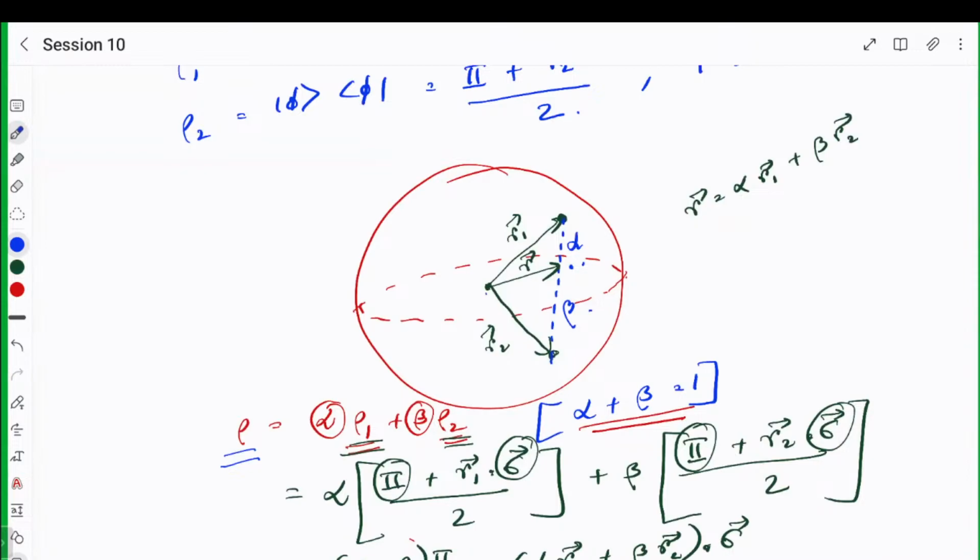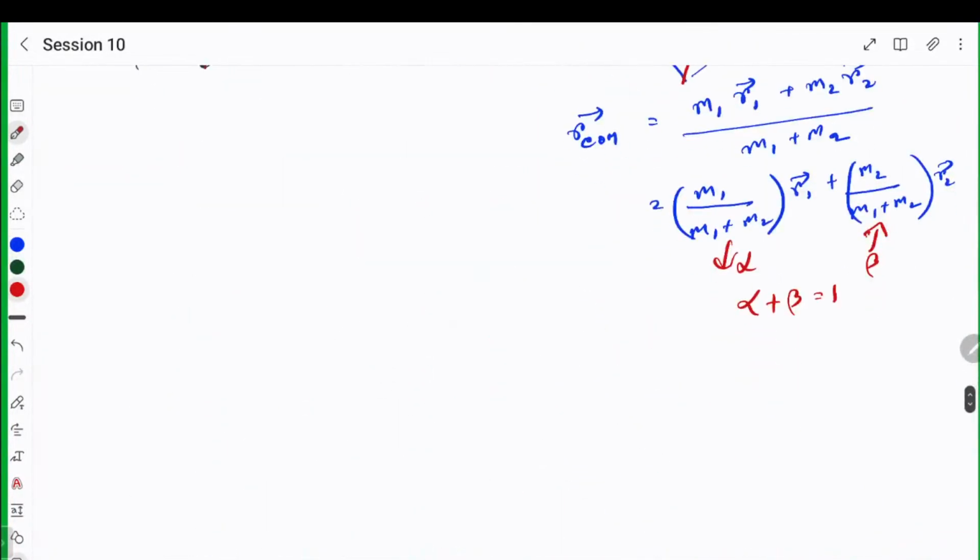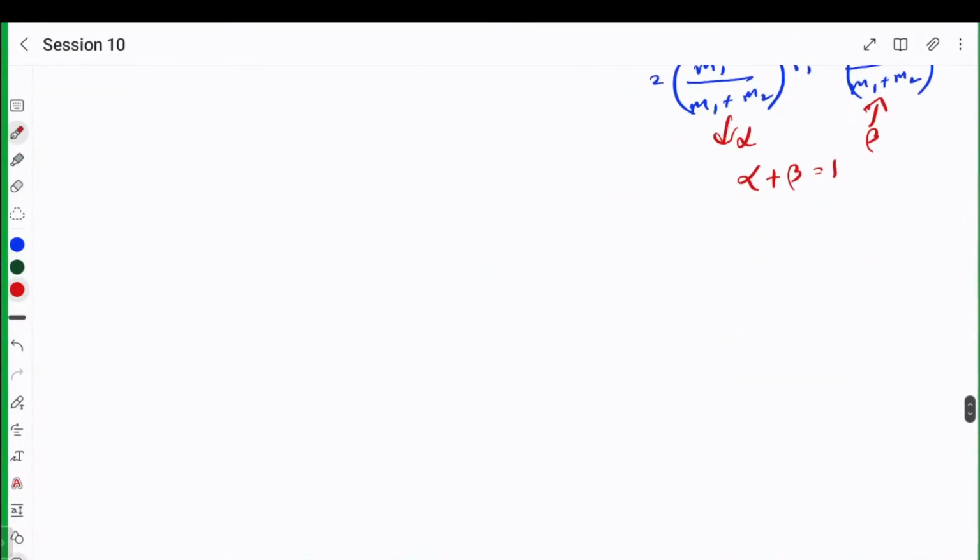So the conclusion from this is that if you have a vector which is denoting the density matrix rho 1 and another vector which is denoting the density matrix rho 2, and if you have some rho which is alpha rho 1 plus beta rho 2 like this, then the point representing rho will lie on the line joining these r1 and r2 vectors, and it will divide that line in the ratio alpha is to beta. So that's the conclusion. So now let's look at a special case.